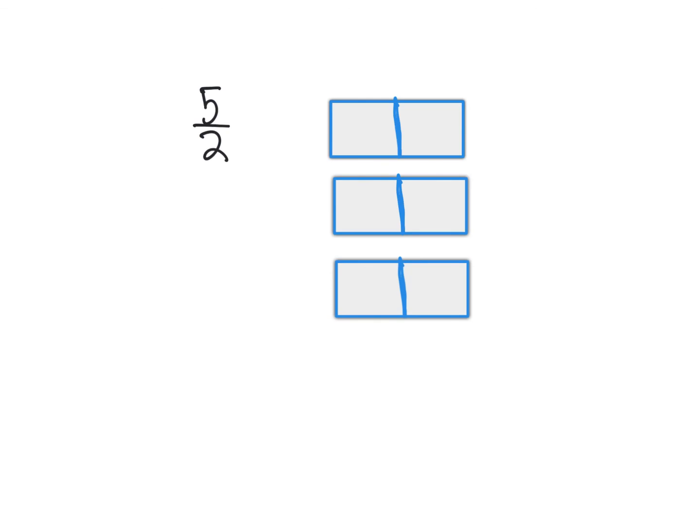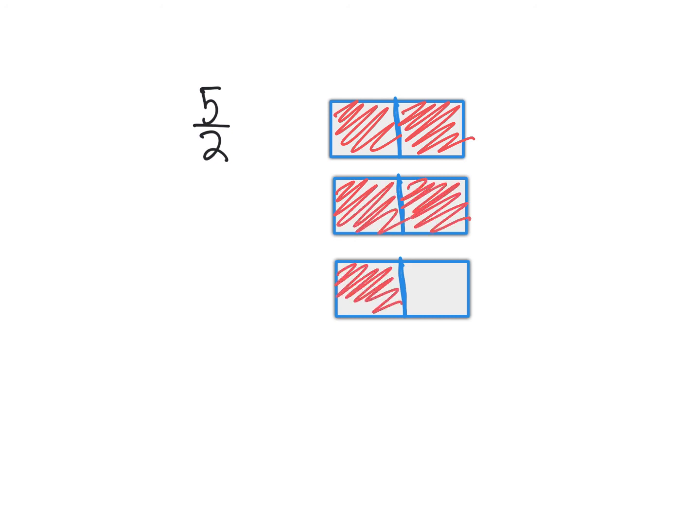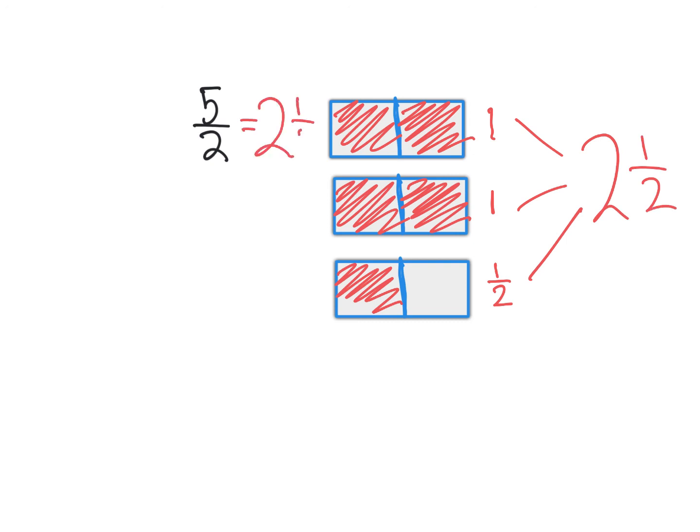Let's choose red this time. 1, 2, 3, 4, 5. And so then I count how many wholes I have. I have 1 whole here. I have another whole here. I have a half down here. All together, that makes 2 wholes and a half. So I could write 2 and 1/2.